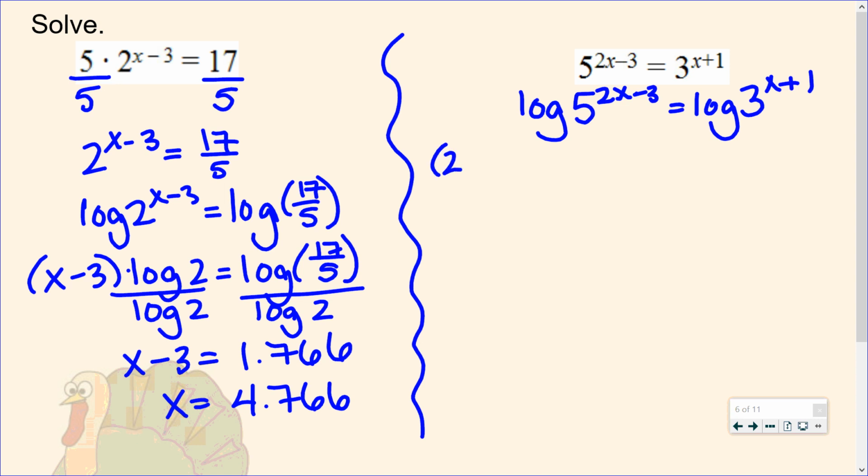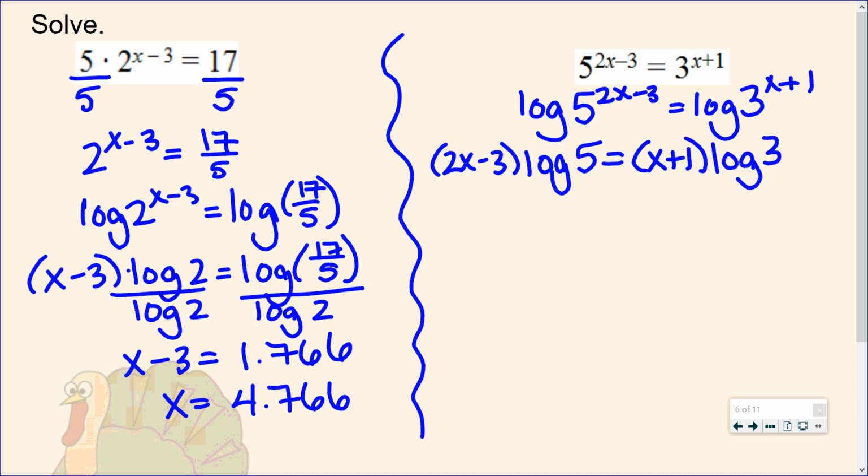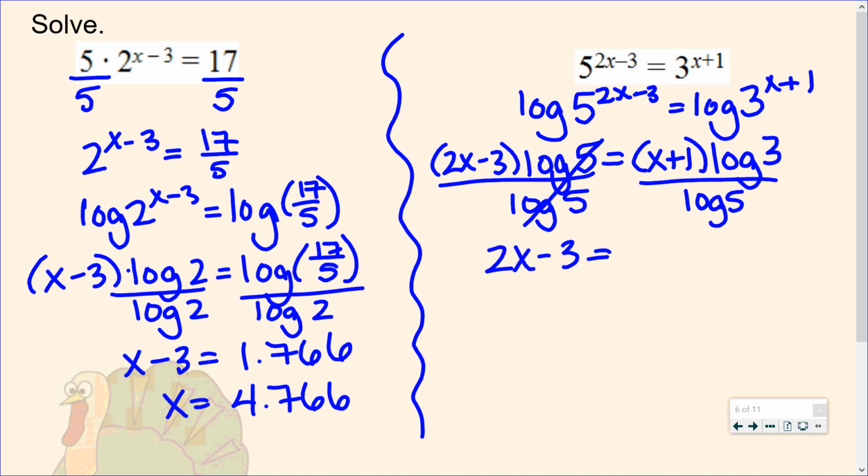And now because I have a log there, what can I do next? Bring the exponents down. So 2x minus 3 comes down in front of this log, and x plus 1 comes down in front of this log. Again, you can distribute this one if you want. I would just divide by one of them. It doesn't matter. I'm going to divide by log 5 just to get that one to the other side, but you can always divide by log 3 as well. Those are going to cancel here. 2x minus 3 equals x plus 1 I'll just bring down, and I'm going to simplify that log 3 over log 5. And that's what you're typing in your calculator, log 3 over log 5. So this is where we're going to have to round a little bit. That gives me, to 3 decimal places, 0.683.